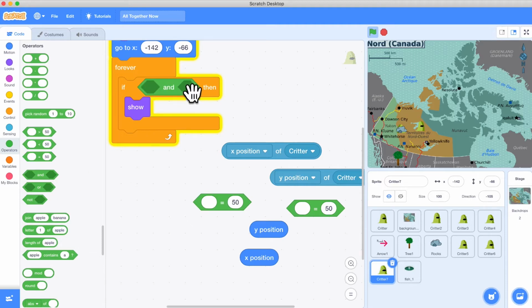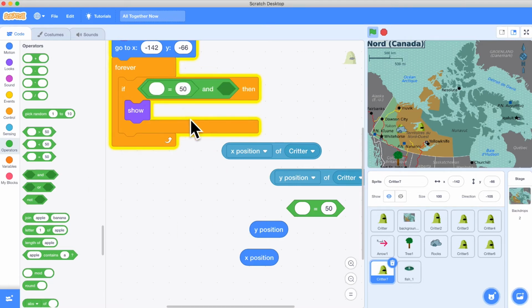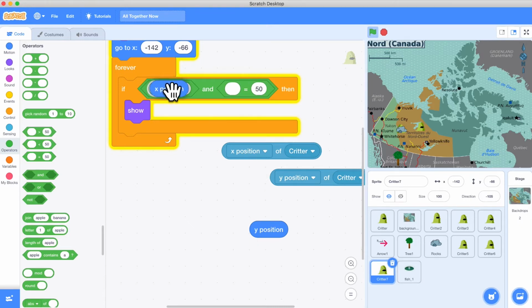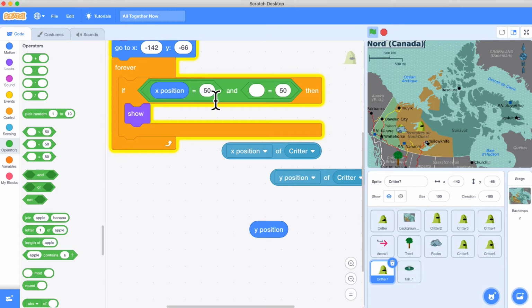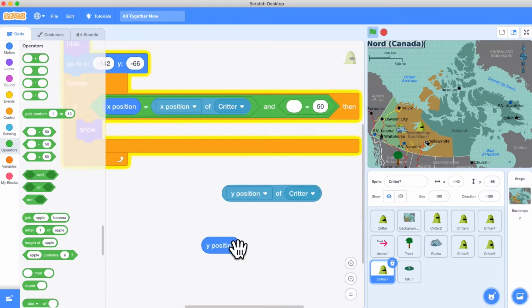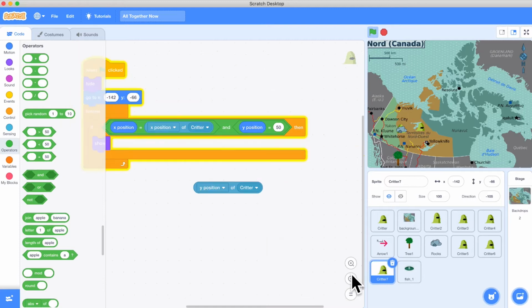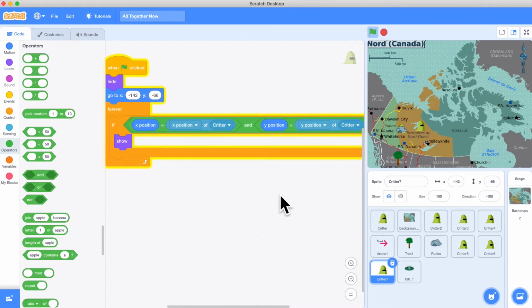Here we are in the green operator blocks, and we're going to use this one that has an "and" in the middle and two hexagonal shapes on both sides. We can put one of these green operator blocks that says equals, two factors equal each other, on each side of that. On one side we're going to put the X position of critter 7 and X position of critter, who is seeking critter 7, and the Y position of critter 7 and the Y position of critter.